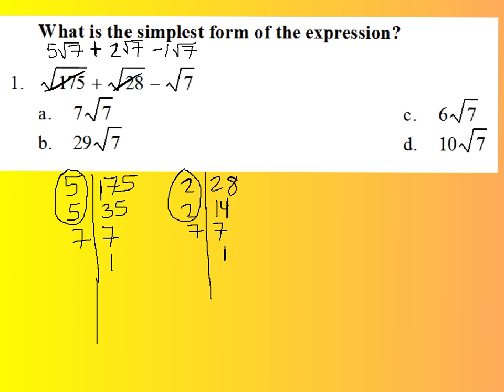Now I can combine. My like term is the square root of 7, so you keep your like term. But then we're going to take our coefficients and we're going to add or subtract them. So 5 plus 2 is 7, minus 1 is 6. So the simplest form is going to be 6 square roots of 7. So your answer here is C.